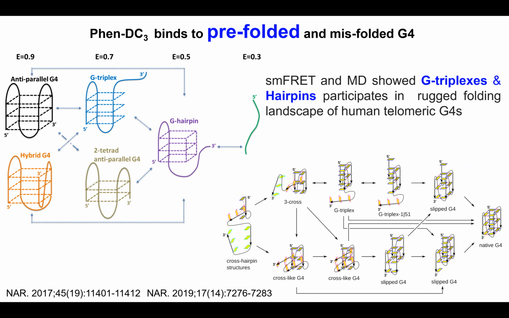So there are some previous studies from smFRET, the single molecule spectroscopy, as well as some replica exchange molecular dynamics, which showed that this quadruplex folding is extremely rugged. The folding energy landscape is rugged. That means there are several intermediates and several minima which are stabilized by a kinetic partitioning mechanism. And there exist some types of intermediates also. They show that the G-triplex and the G-hairpin can be intermediates of the quadruplex folding.